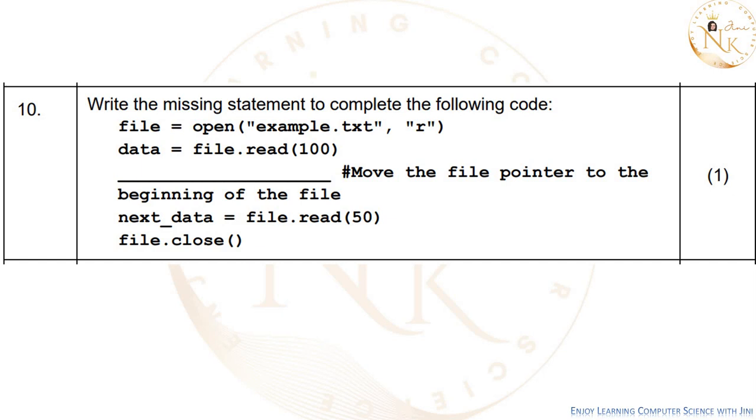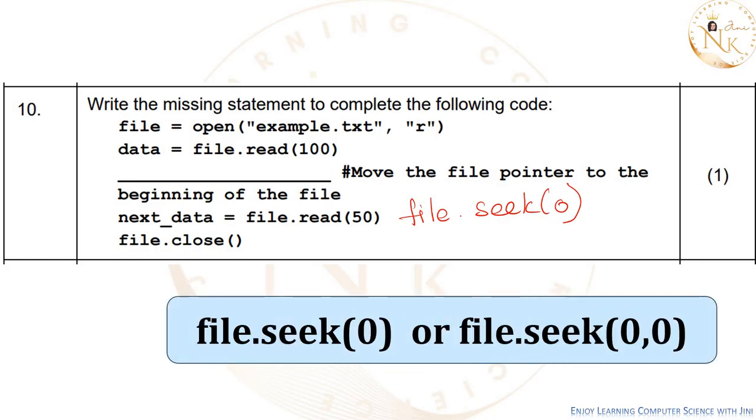Okay. So which function is used to move the file pointer to the beginning of the file? The seek function, correct? So what is the file object here? file.seek(0). The seek 0 will move your file pointer to the beginning of the file. You can even write file.seek(0, 0). What is file? The file object.